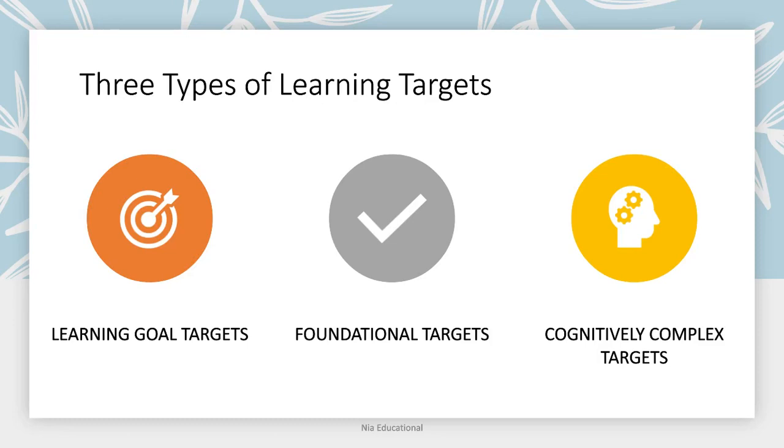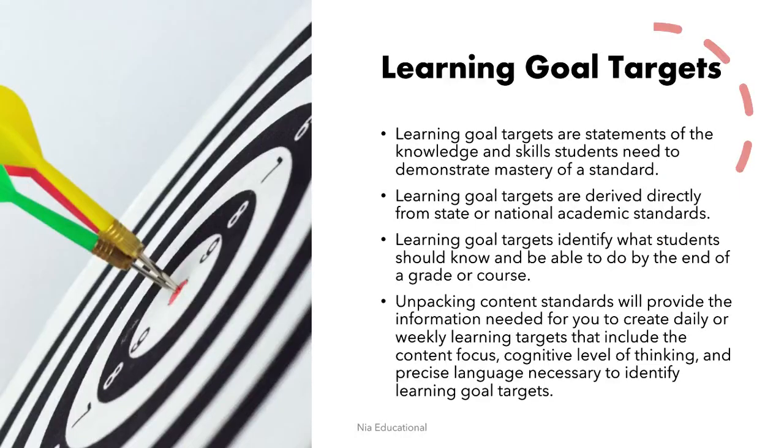So before we jump into understanding how to unpack the standards, we're going to talk about 3 different types of learning targets. Learning goal targets, foundational targets, and cognitively complex targets. Now, learning goal targets, these are statements of the knowledge and skills that students need to demonstrate mastery of a standard. Now, these targets are going to be derived directly from your state or national academic standards. These targets are going to identify what students should know and be able to do by the end of a grade or the end of a course.